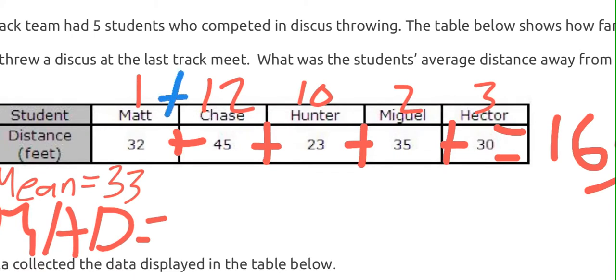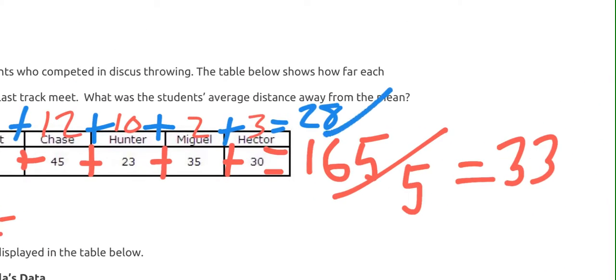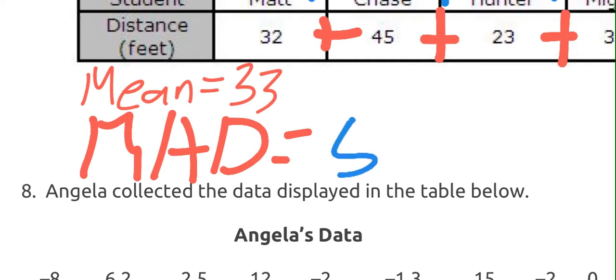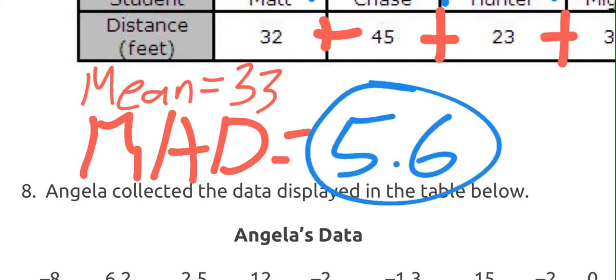Once I've got the distances, again, those are all positive, I'm going to add all of these together and find the mean again. So when I add all those up, I get 28. And again, I'm going to take that number and divide it by 5, and we get 5.6. 5.6 is actually our MAD on this one, so our MAD is 5.6.